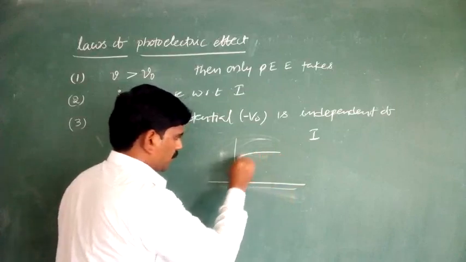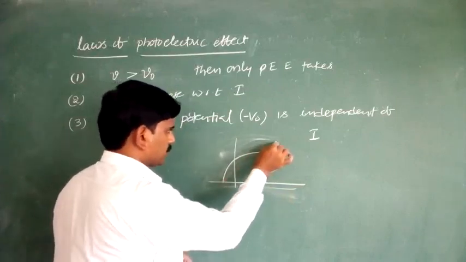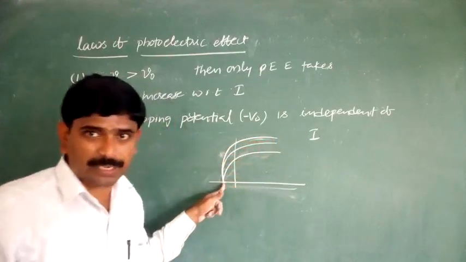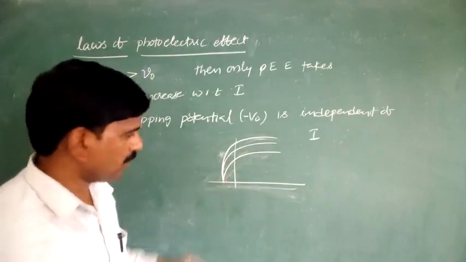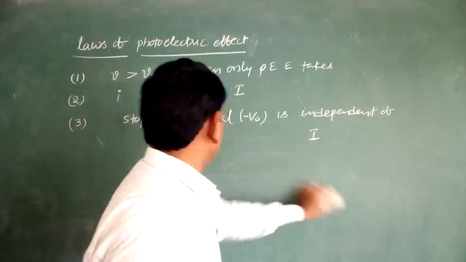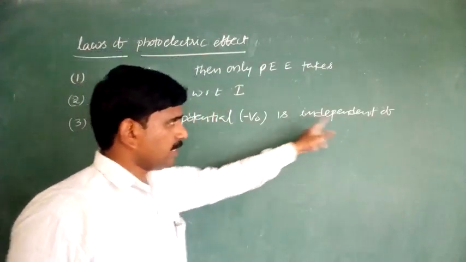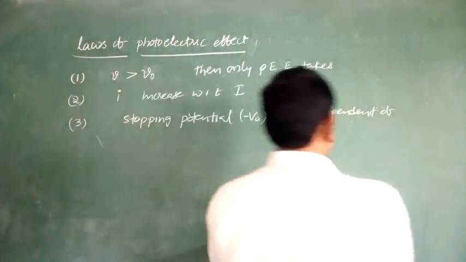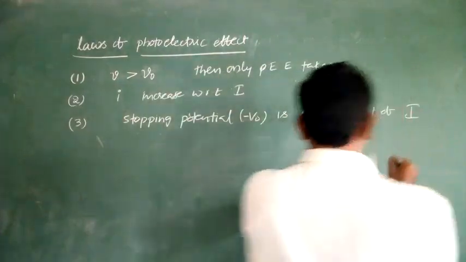So we are getting the graph like this. Here intensity increases, but stopping potential is the same. So stopping potential is independent of the intensity of incident radiation, capital I.